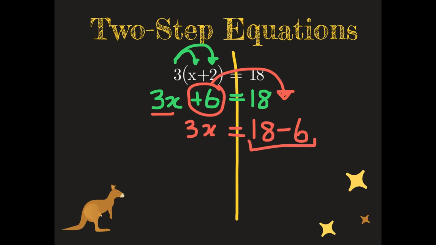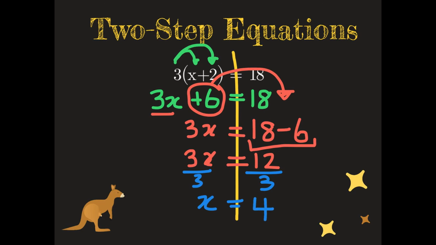We're going to subtract 6 from 18, so it's going to be 3x is equal to 12. And now to get rid of the 3, which is multiplied to the x, we're going to divide both sides by 3. 3 divided by 3 is 1x, but we know we don't need to write the 1 down, so it's just going to be x. And then 12 divided by 3 is going to give us a 4.